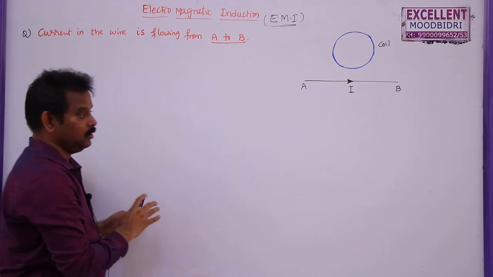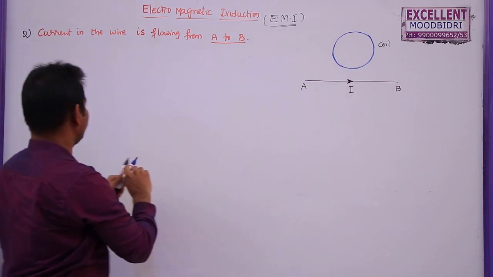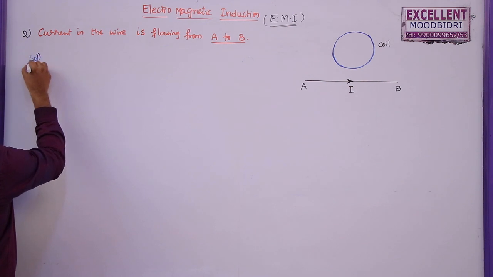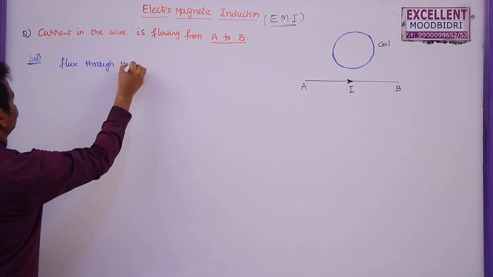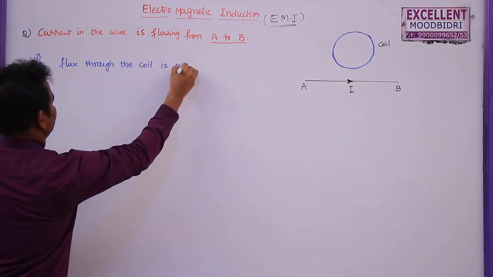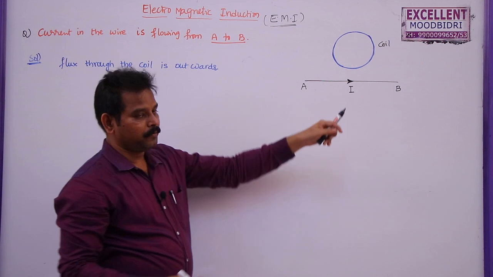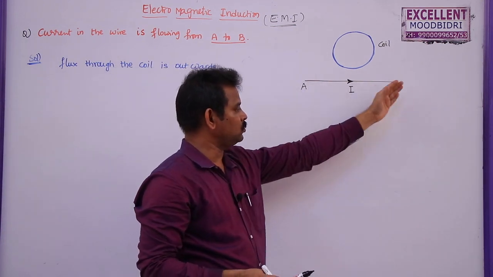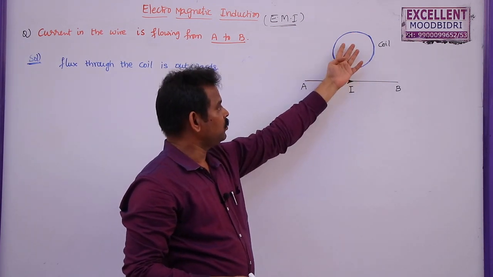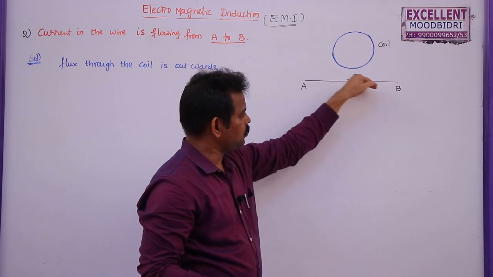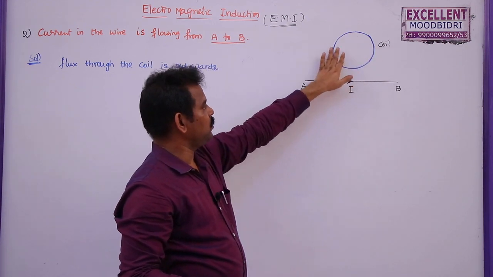First of all, here when the current is flowing like this, the flux through this coil will be outwards. Flux through the coil is outwards. Now, if the magnitude of current is not changing, if the current is continuously flowing with the same magnitude, flux through the coil also remains constant. So when there is no change in flux through this coil, no EMF will be induced in the coil.